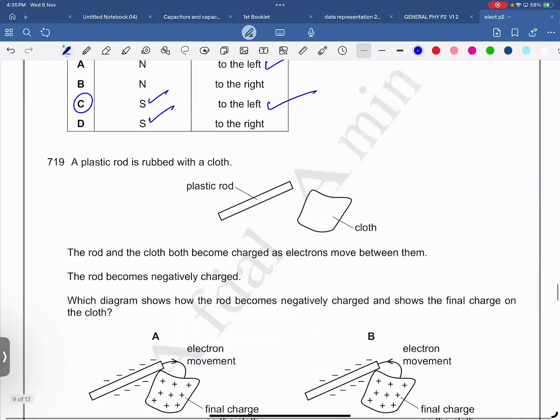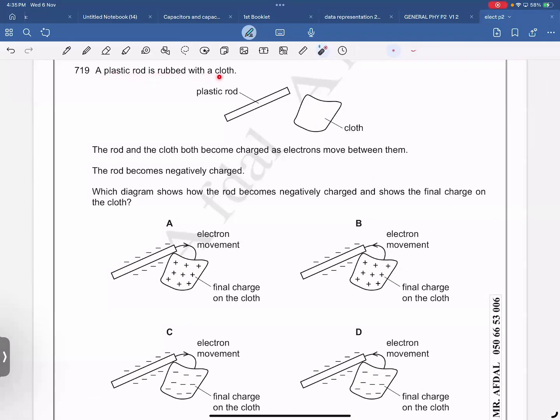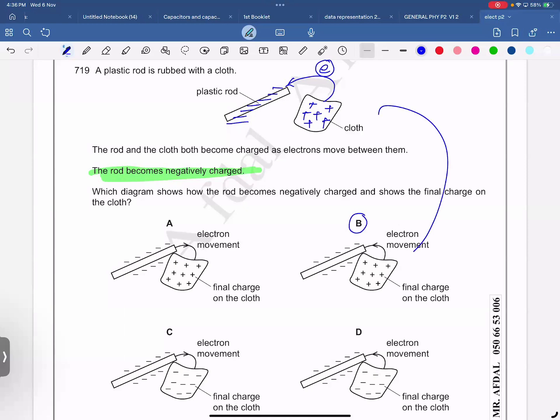Question number 19. Charging by rubbing. A plastic rod is rubbed with a cloth. Rod and cloth become charged as electrons move between them. Rod becomes negative. Stop here. What does that mean? If the rod is negative, it means the cloth became positive. So the electrons move from the cloth towards the rod. The right option, which is exactly like this, is option B.